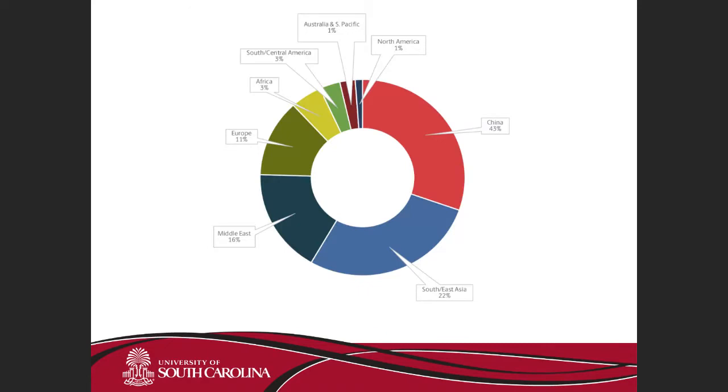This is a really nice graphic because it's easy to see the implications. We have a large portion of our students from China. We have another large portion from Asia, a significant part from the Middle East, and a significant part from Europe, as well as some others as well.